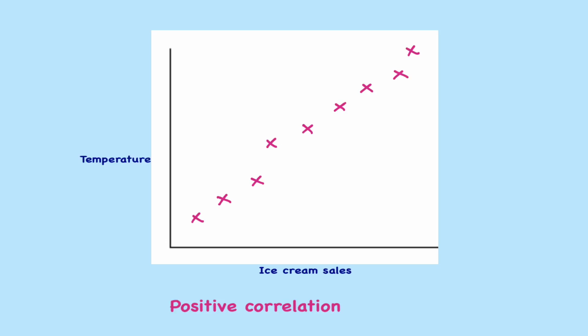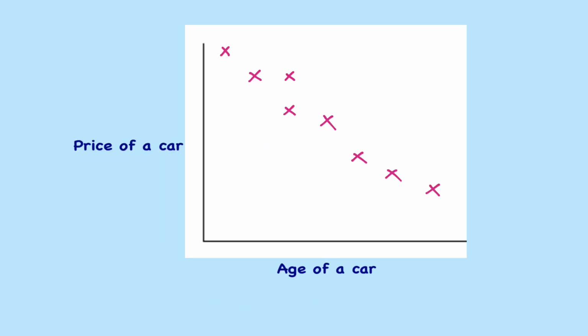Let's have a look at another one. So this is a scatter graph of the price of a car against the age of a car. You can see that as the car gets older, the price of the car decreases. Now when this happens, whenever one increases as the other decreases, it is called a negative correlation.